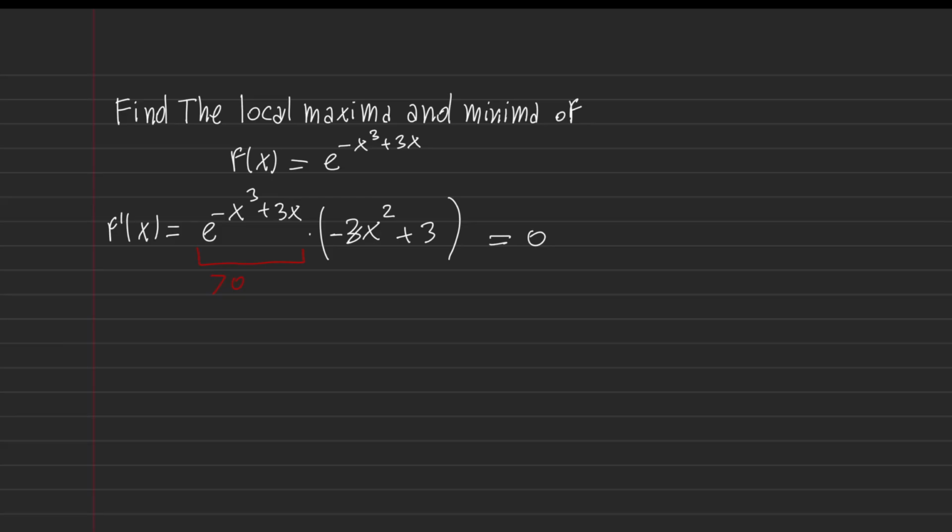Therefore, the only thing that we have to check is when minus 3x squared plus 3 is equal to 0, which means that 3x squared is equal to 3. I can simplify by 3 on both sides, and I get that x squared has to be equal to 1, which means that x has to be equal to plus or minus 1. Okay, so these are my critical points.